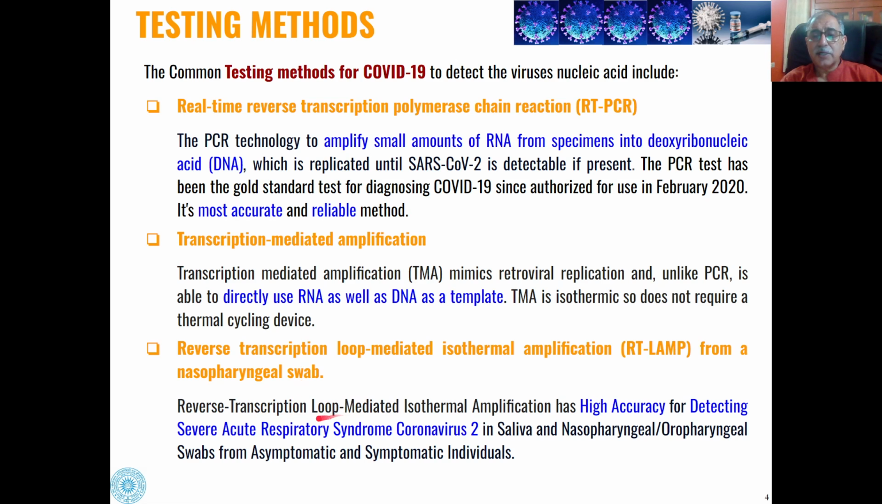Then the third category is RT-LAMP, where a sample is taken from the nasopharyngeal swab. This method is also of high accuracy for detection of severe acute respiratory syndrome coronavirus 2 in saliva and nasopharyngeal or oropharyngeal swabs from asymptomatic and symptomatic individuals.